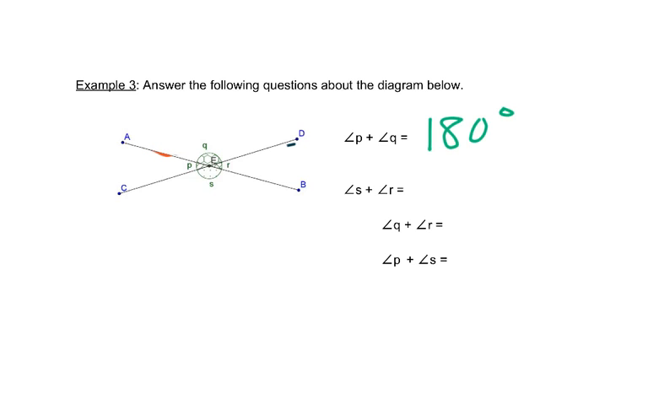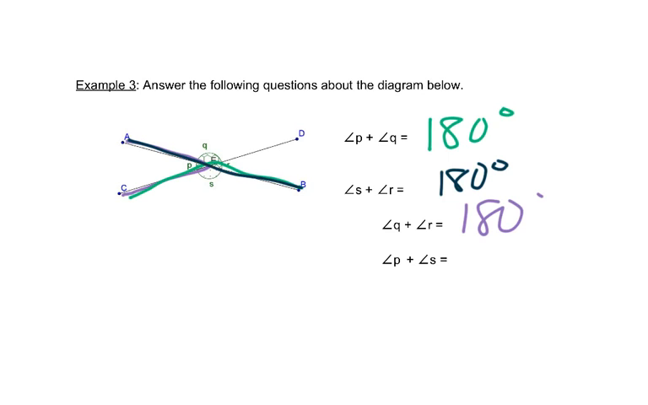Let's look at S and R. So here we have angle S, and here we have angle R. And again, it makes this straight line right here for 180 degrees. Angle Q and angle R make this straight line right here, again 180 degrees. And one more, angle P and angle S make this straight line right here, 180 degrees.